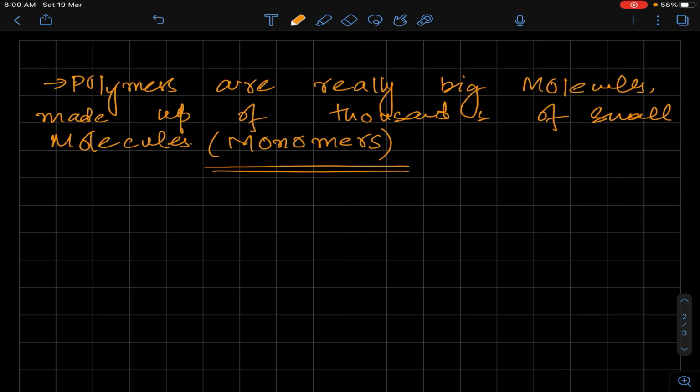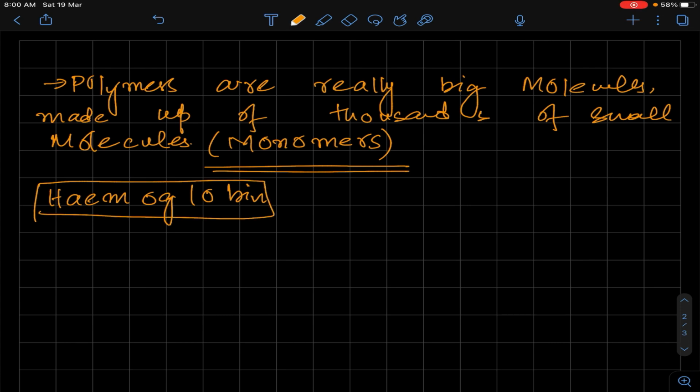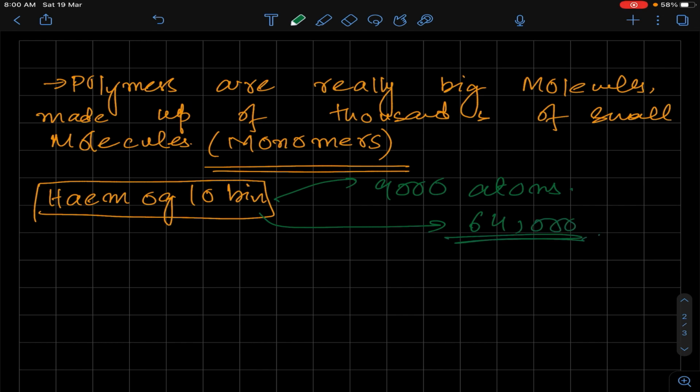For example, hemoglobin. It is found in our blood and it transfers oxygen in our body, right? We are not talking about its function, how it works, but the thing you have to remember is that it is made up of around 9,000 atoms and has a relative molecular mass of around 64,000. So it is a really big molecule. This type of molecule is known as a polymer.